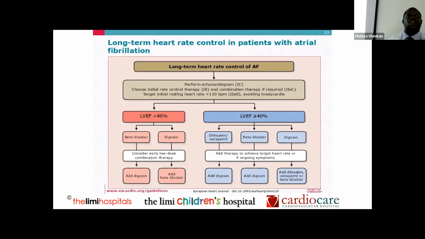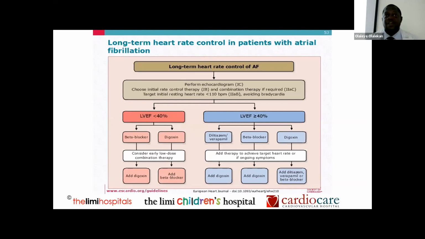Then for those with long-term, permanent, long-standing AF, it is still going through the same path. With good systolic function, your diltiazem, your beta blocker, and your digoxin. But on the other side, beta blocker and digoxin. Then we should also note that some anti-arrhythmic drugs, though they are more for rhythm control, can also be used for rate control.